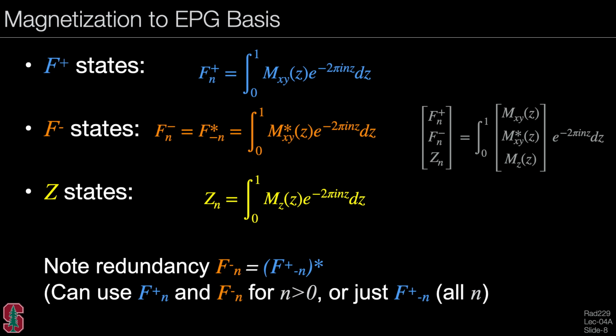So in this case, we can use the F plus and F minus coefficients of order n, where n is greater than or equal to 0, or we can just use the F plus coefficients and use positive and negative n. And notice on the right, we can write this whole integral much more compactly. So we can actually write the forward transformation very compactly, even though it's an integral, so perhaps a little less intuitive than the backward transformation.